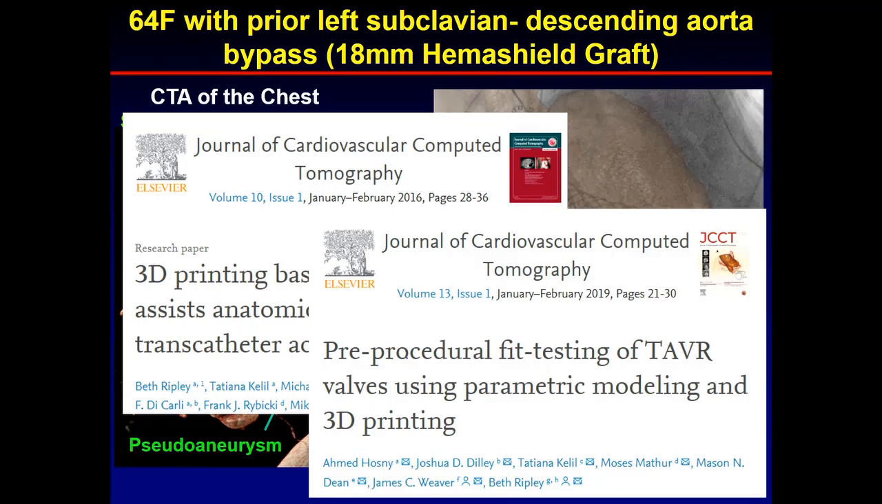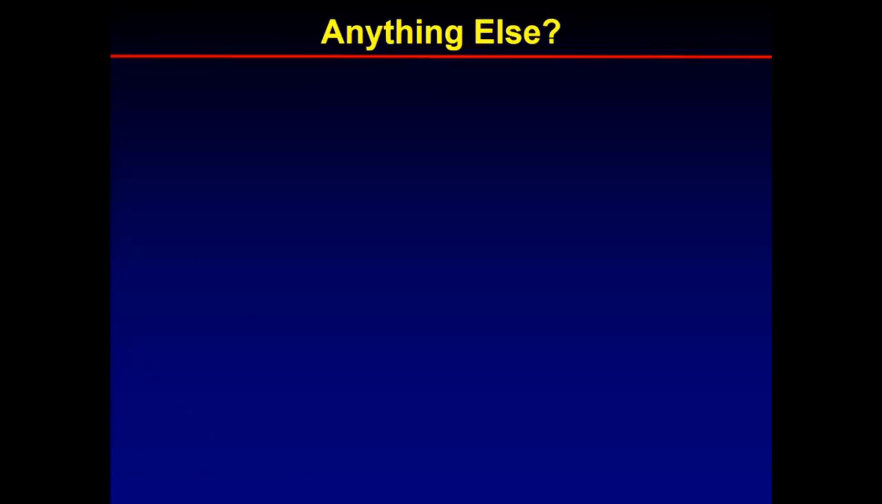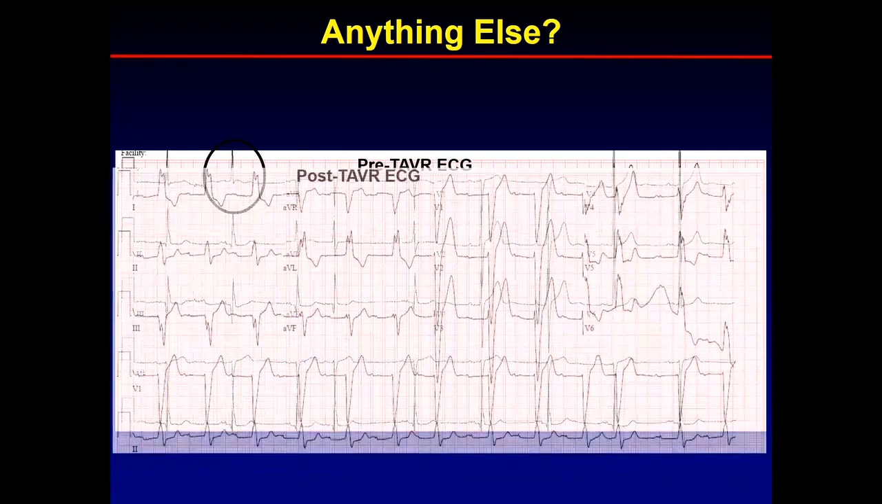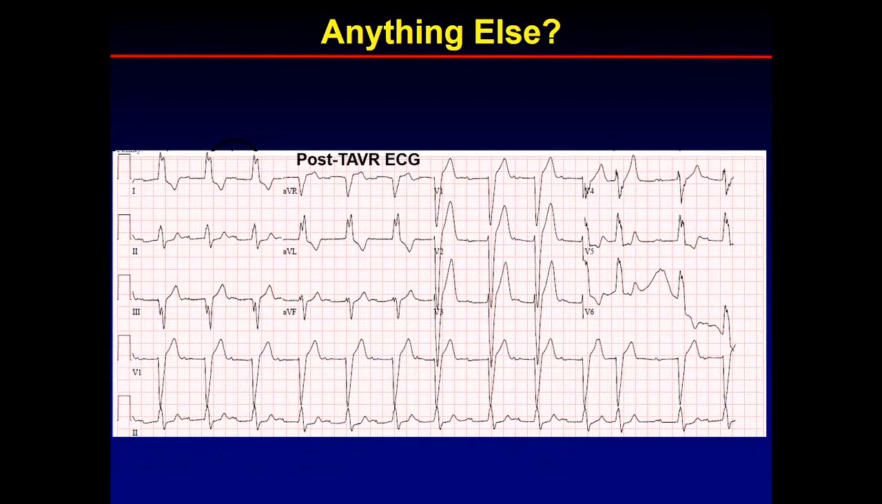Not for everyone, but certainly in more high-risk individuals, this might be a reasonable alternative. Incidentally, this was this patient's pre-TAVR ECG, and you'll see he has sinus rhythm and normal conduction. And this was his post-TAVR ECG. Now you can see he has marked first-degree AV block and left bundle branch block.